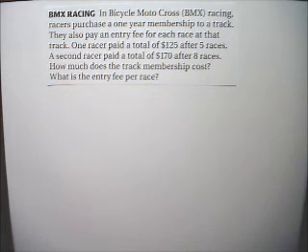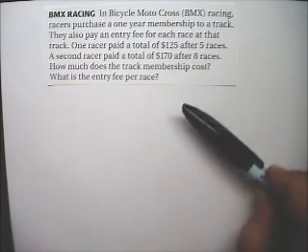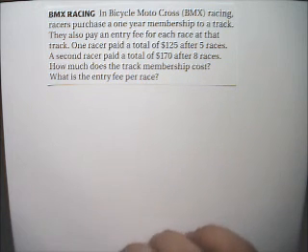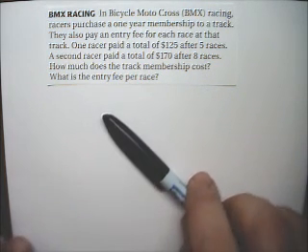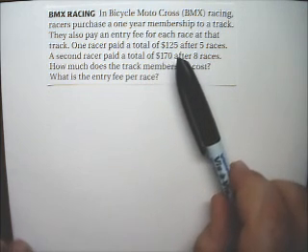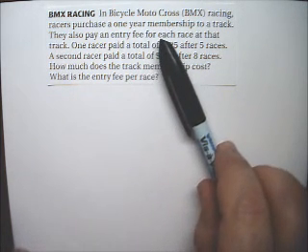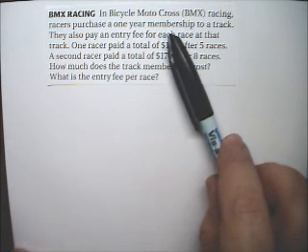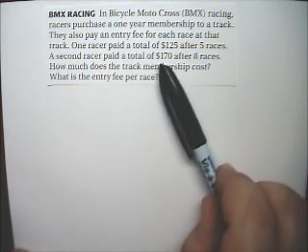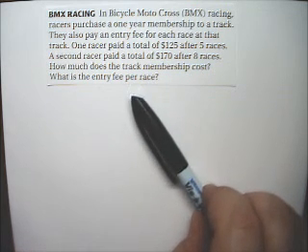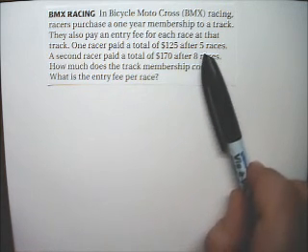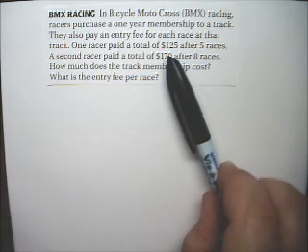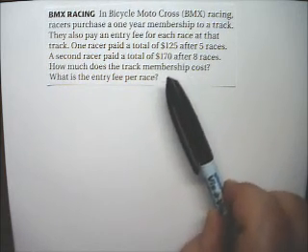Hello, this is writing linear equations using equations in slope-intercept form. Example 5 is a story problem, and they talk about BMX racing, and there's an initial fee that they pay for a whole year, and then they pay entry fees for each race.